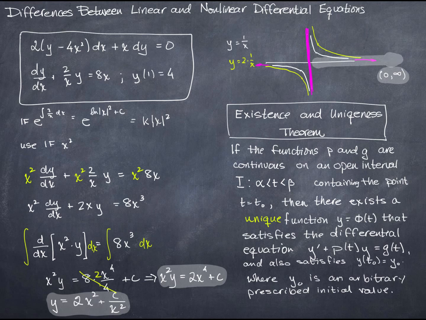What's interesting about this theorem is that I don't need to do any of this work in order to answer the question, is there a function that satisfies, is there a solution? Yes, there is, right? As long as P and G, as long as these two functions are continuous over some interval, then yes, I will be able to find an answer. A differential equation has a solution if these conditions are met. It's a unique solution. Once I've found it, it's the only one. And furthermore, the statement that my answer also satisfies this tells me what the interval is, this open interval.